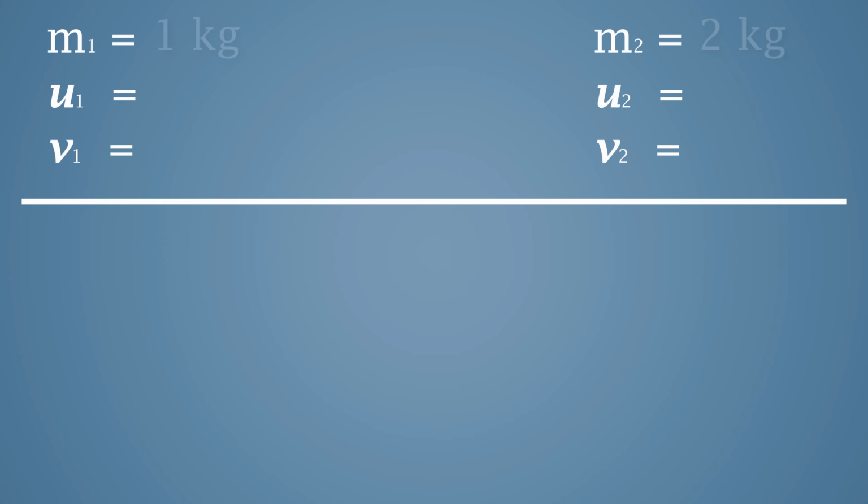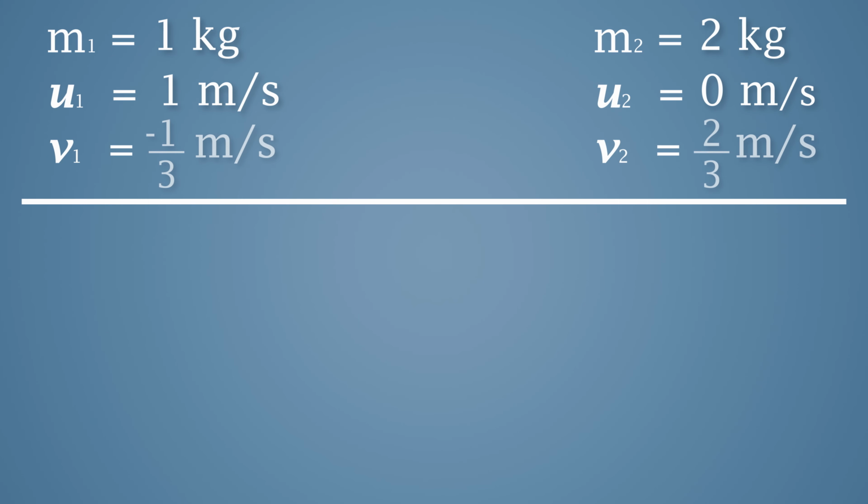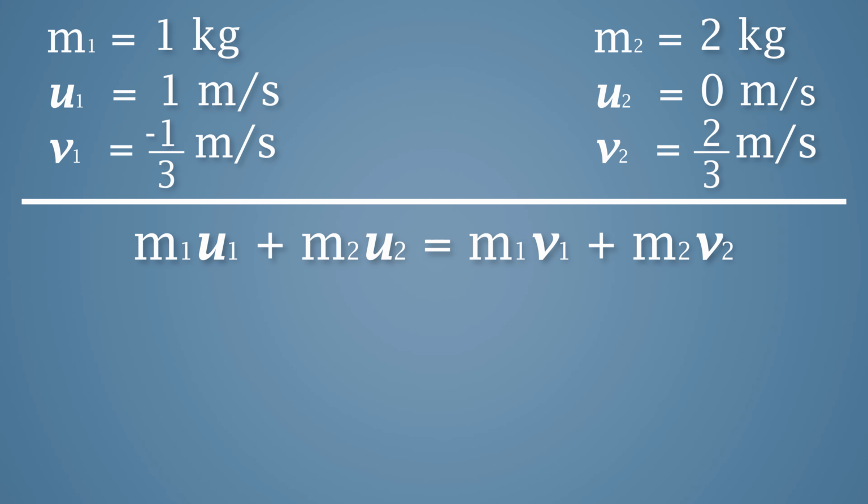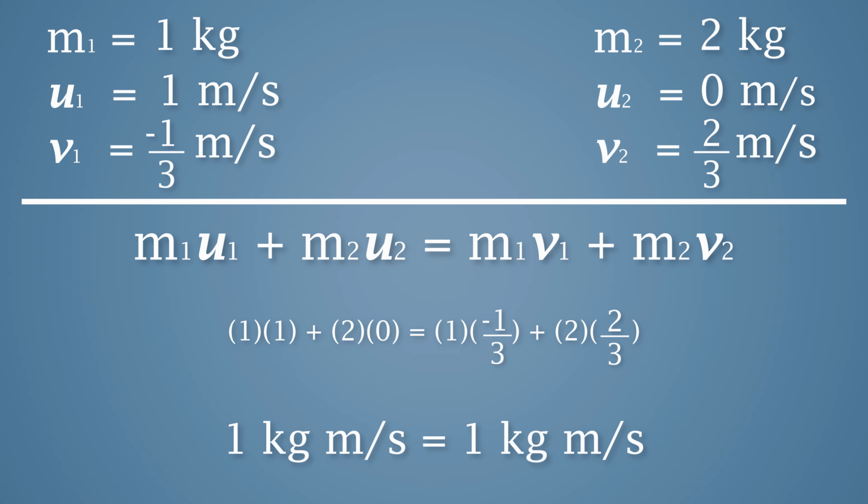Once again, we write down the values from our experiment. This time we'll use the full equation for the conservation of momentum, as the final velocities are different. Putting our values into the equation and paying special attention that the final velocity of rider 1 is negative, we can easily see that both sides of the equation equate to 1 kg meter per second.